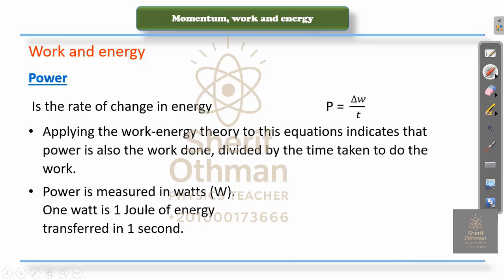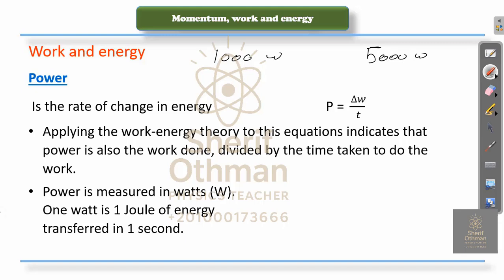And so, guys, what is the meaning of power? Power is the rate of change of energy. If you are going to buy a machine, a vacuum cleaner, one of them is 1000 watt, and the other one has a power of 5000 watt.